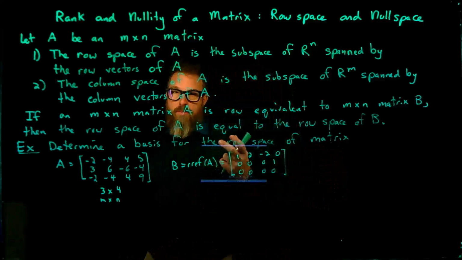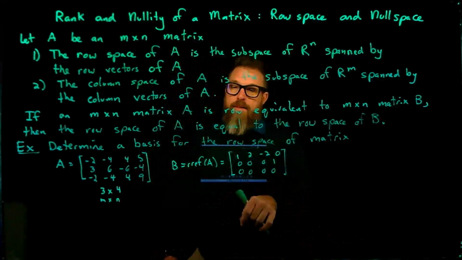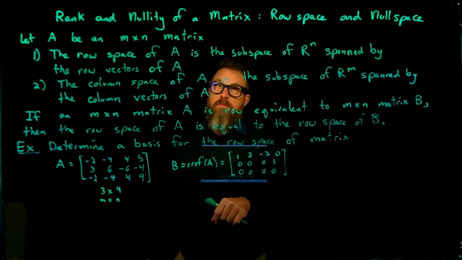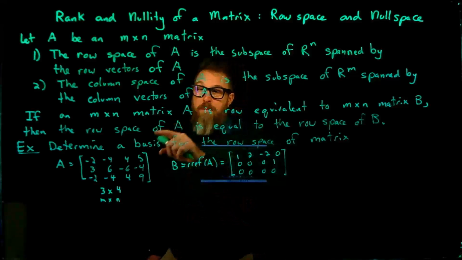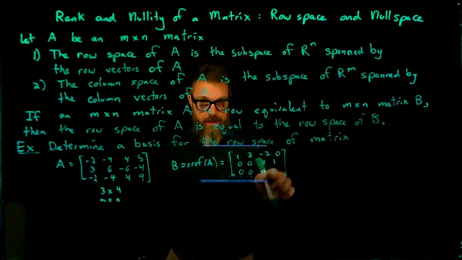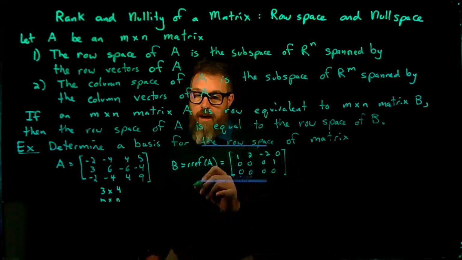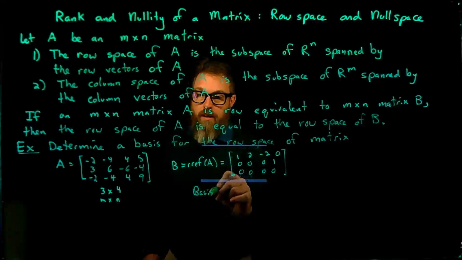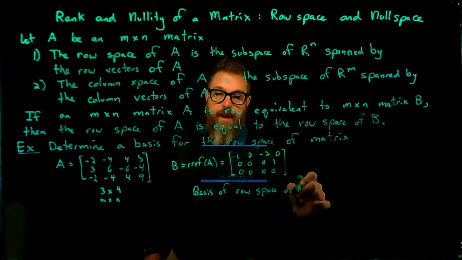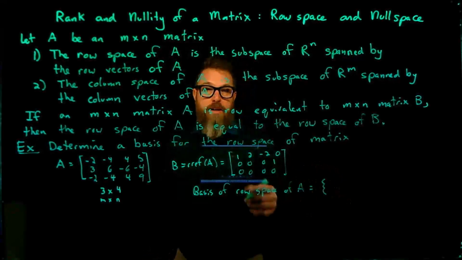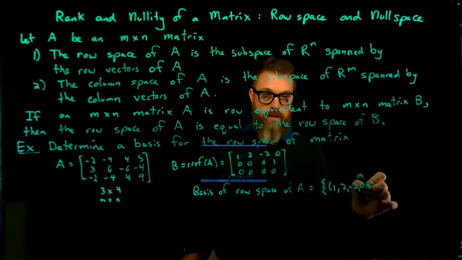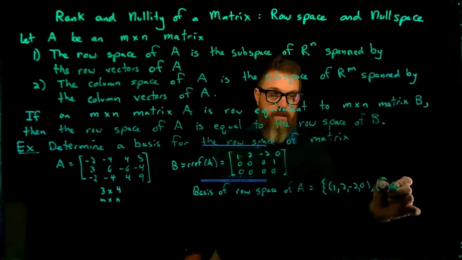So it has to be really the smallest subset that spans, the smallest set of vectors that spans the space. So when I find the basis, we'll just say the basis of the row space of A is going to be equal to the set of non-zero vectors, which is going to be these and this.